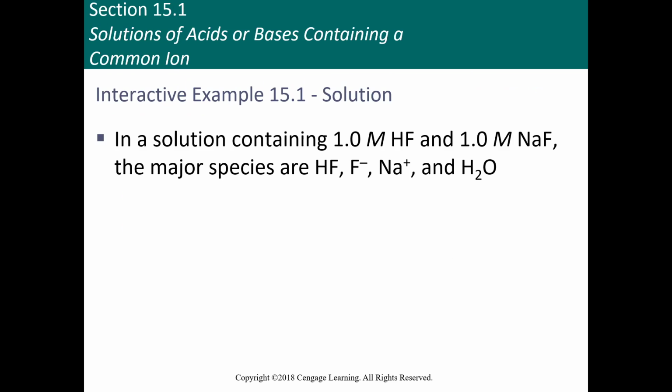We do this the same way as before, all those other ICE problems that we did last chapter. All right, so our major species in a solution containing 1 molarity of HF and 1 molarity of NaF. These are going to be the HF, of course. Then we're going to have a fairly large amount of F minus because of this right here. And we're going to have a lot of sodium, but that's not really important. And of course, we'll have a tremendous amount of water because this is an aqueous solution.